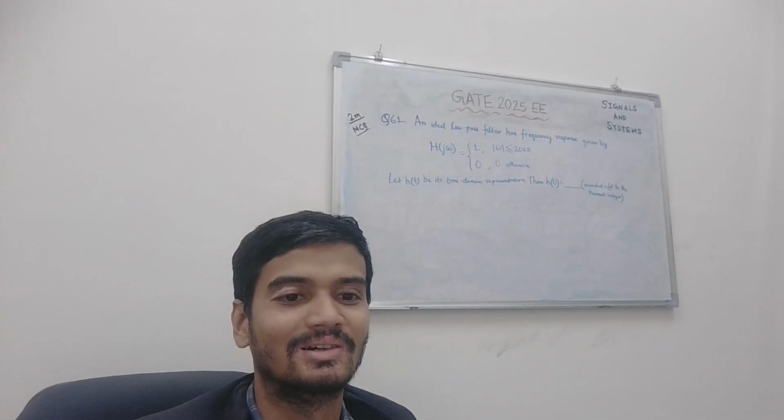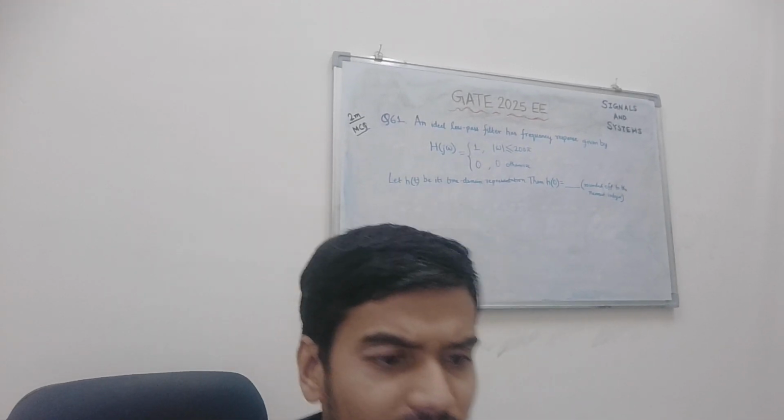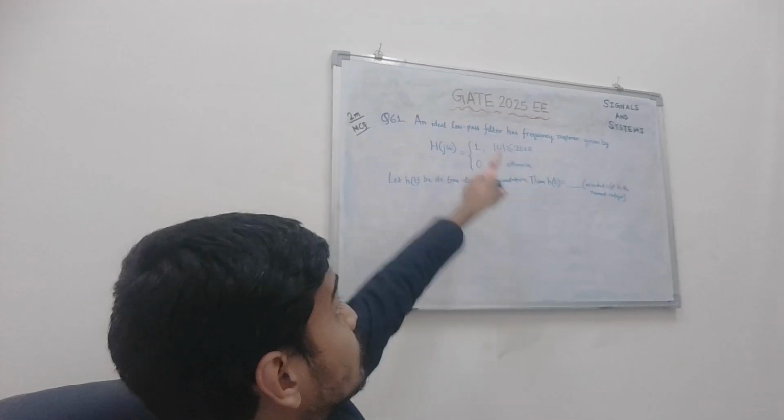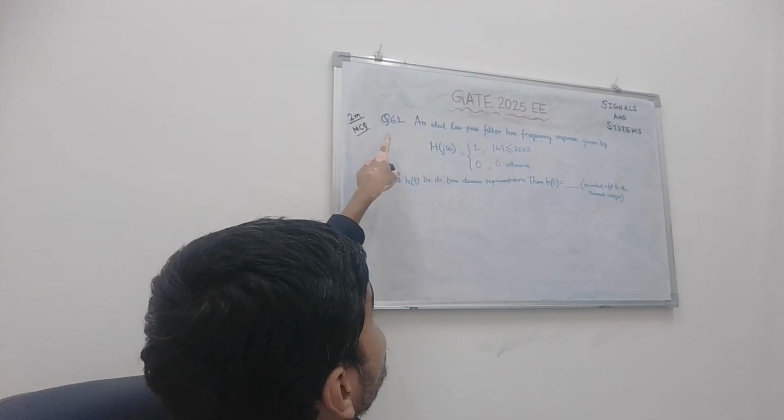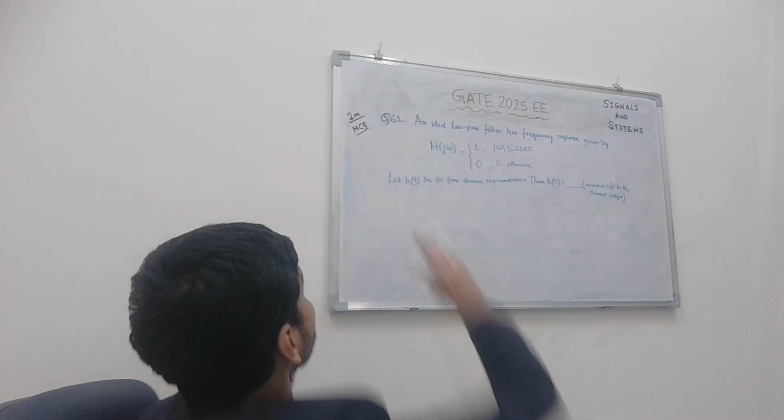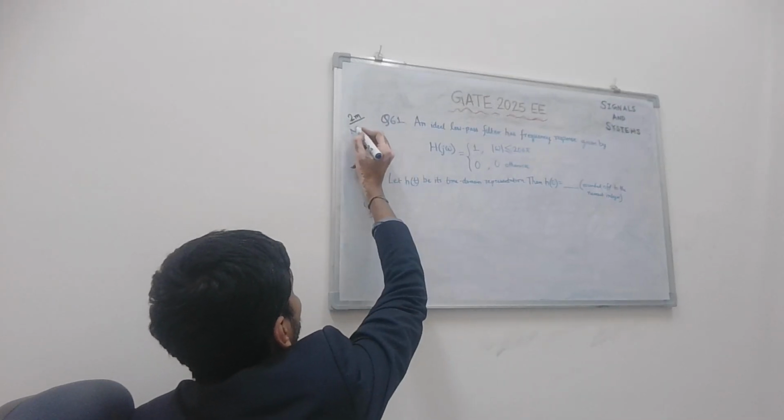Hello viewers. So moving to the next question and the last one in this is of GATE 2025 Electrical Engineering solutions from subject Signal Systems. Let's cover the detailed solution to question number 61. This is 2 marks. This is NAT, numerical answer type.